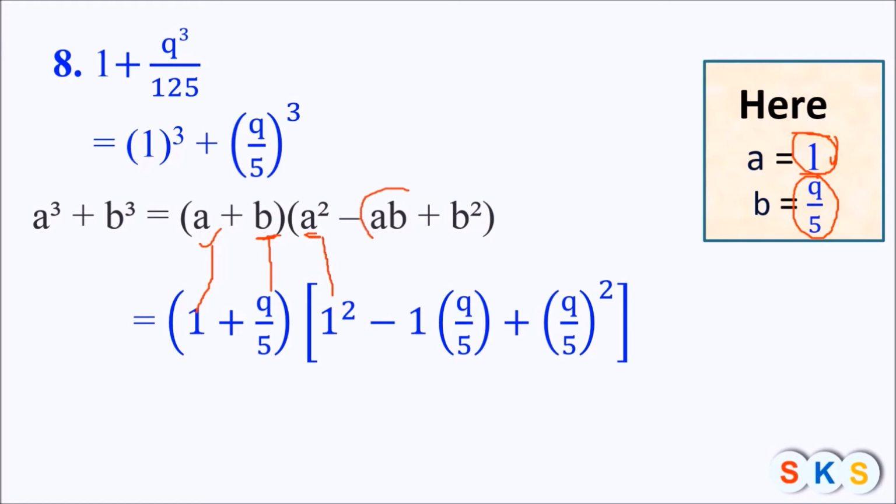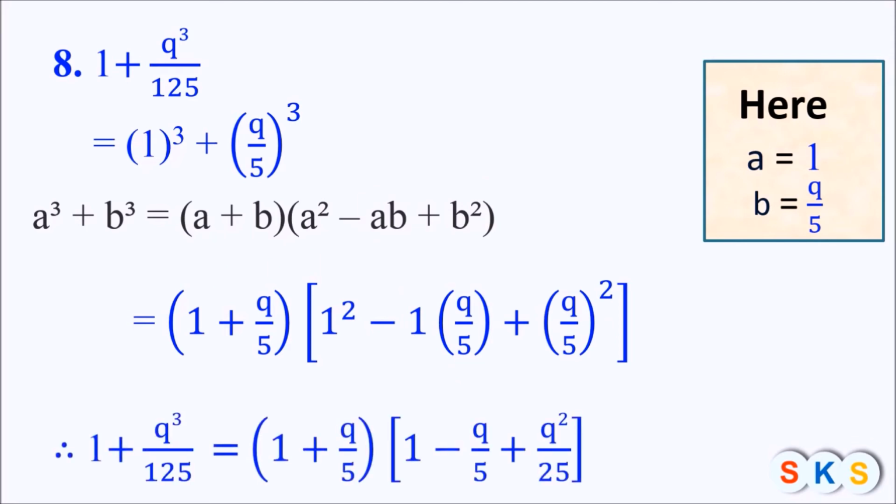Second term is ab. ab means a into b. You can see in the box a is 1 and b is q upon 5. So it is 1 into q upon 5. And the last term is b square. At the place of b, we can write here q upon 5 the whole square. After substituting the value of a and b in this formula, we will simplify it further.